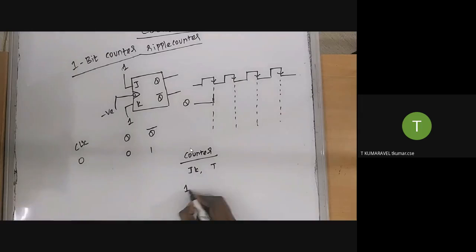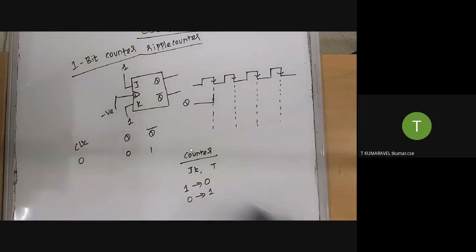Suppose the previous state input is 1, what happened? It will complement the previous state, so the current state output is 0. Suppose the previous state is 1, in the sense the current state output is 1. So what is it going to do? It's going to perform a toggle operation. Toggle in the sense of a complement operation.